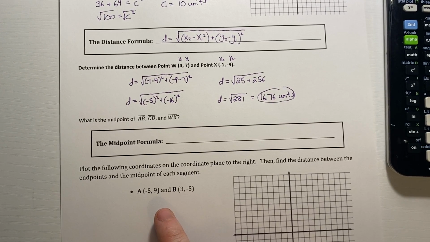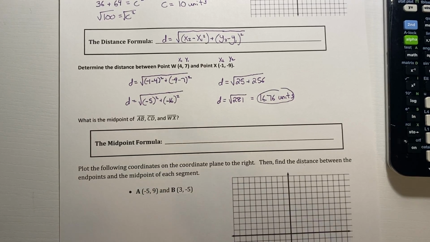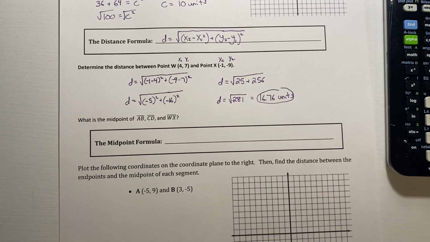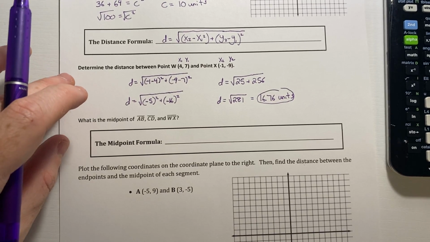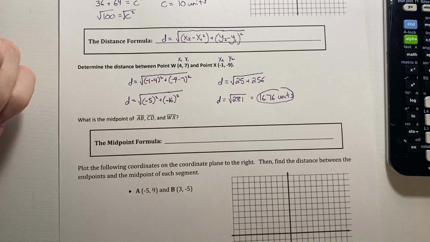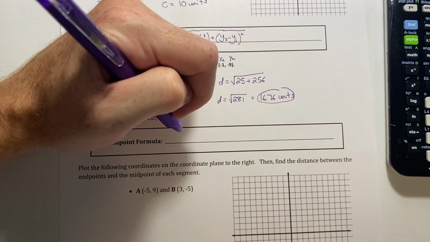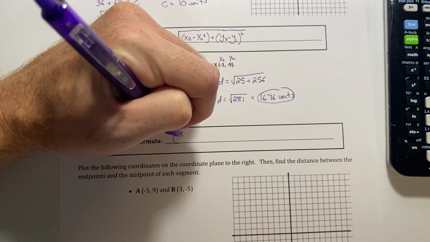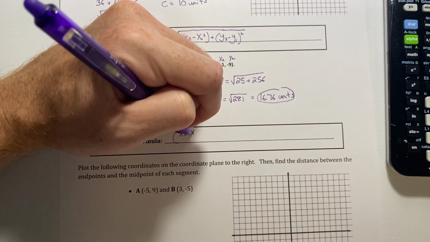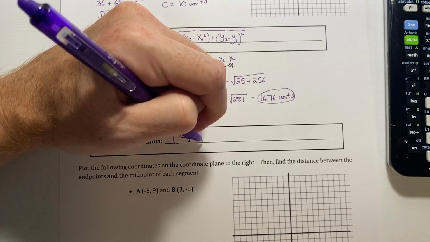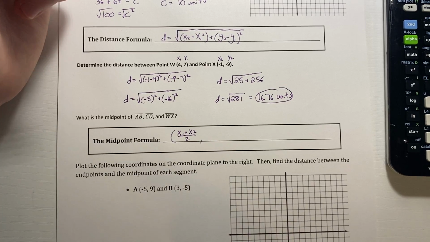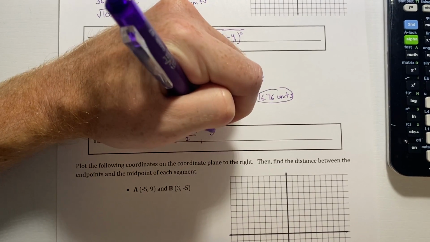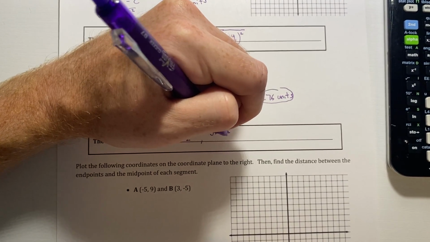So it says plot the following coordinates on the coordinate plane to the right, then find the distance between the endpoints and the midpoint. So I'm going to skip ahead and I'm just going to find the midpoint just to make this video not so long. So the formula for that is going to be x sub 1 plus x sub 2 over top of 2. I'm finding the midpoint, so the middle, which is technically the average of the two. And then I have y sub 1 plus y sub 2 over 2.